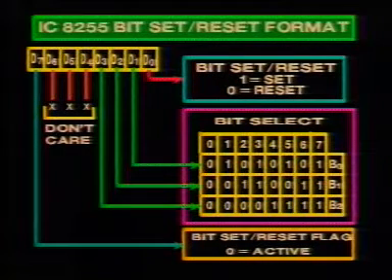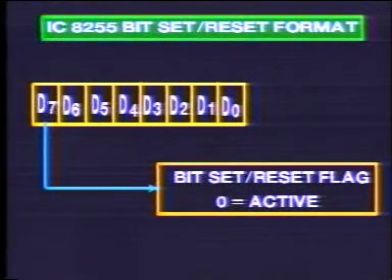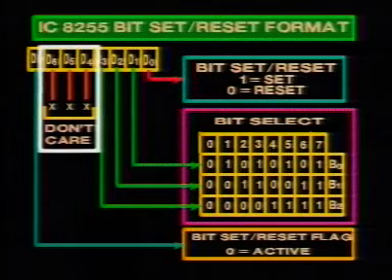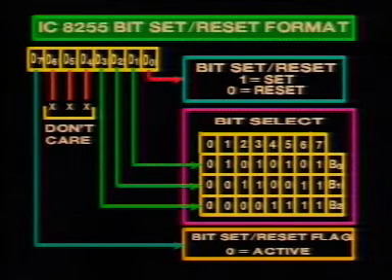In bit set reset mode, any bit of the port C can be set or reset. The D7 bit is to select I/O mode or bit set reset mode. When it is 0, it selects the bit set reset mode. The bits D6, D5 and D4 are not used. Port C has 8 bits. Any one of them can be set or reset.